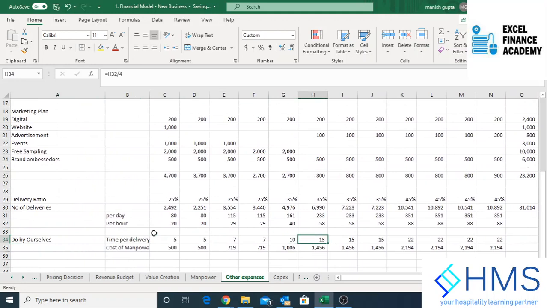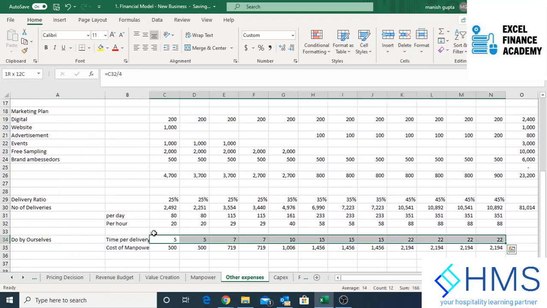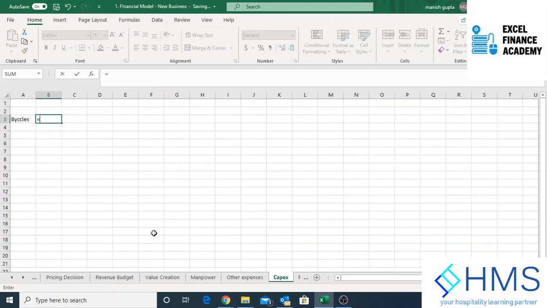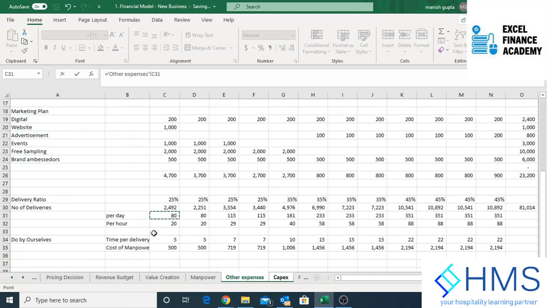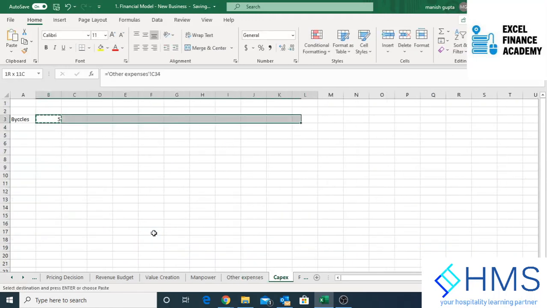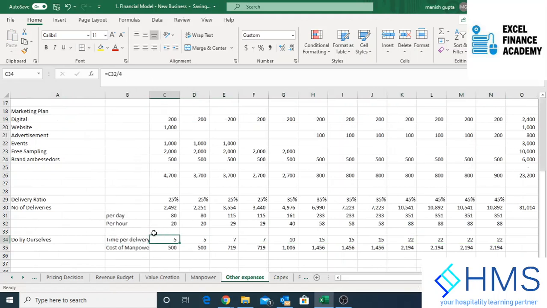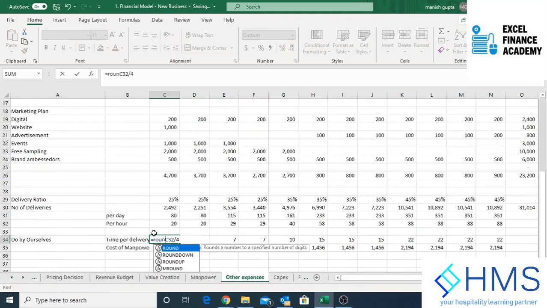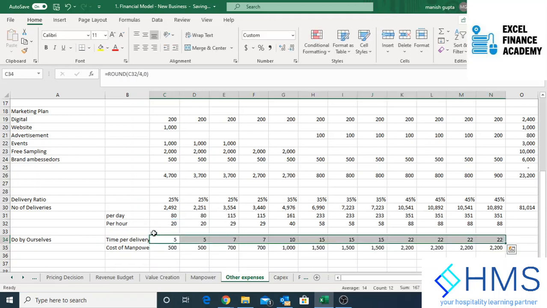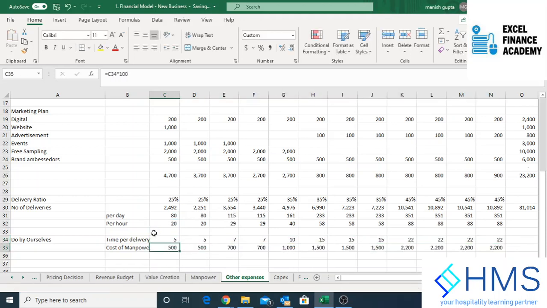So you can say, okay, these are the bicycles that you need. You can link it with the delivery months, you can link it here. So these are the deliveries, and these are the bicycles that you need in each month. You can round off the calculation. Right, and now you are able to get it. So these are the number of bikes.